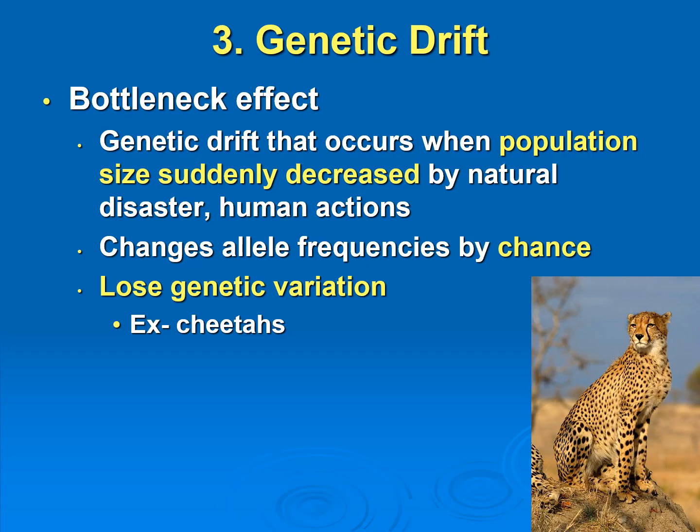Okay, another example of genetic drift would be the bottleneck effect. So this would be when we have a larger population that all of a sudden decreases in size because maybe there's a natural disaster or maybe because of human actions. And this is just by chance which individuals survive, and we end up losing a lot of genetic variation because we really decrease the size of the population and maybe only a few individuals are left alive. And so a good example of a bottleneck effect would be in cheetahs.